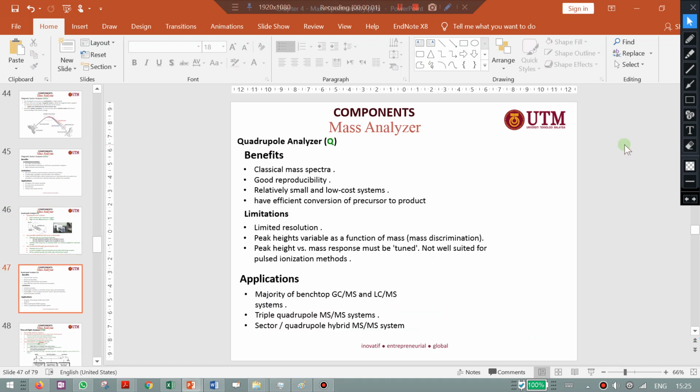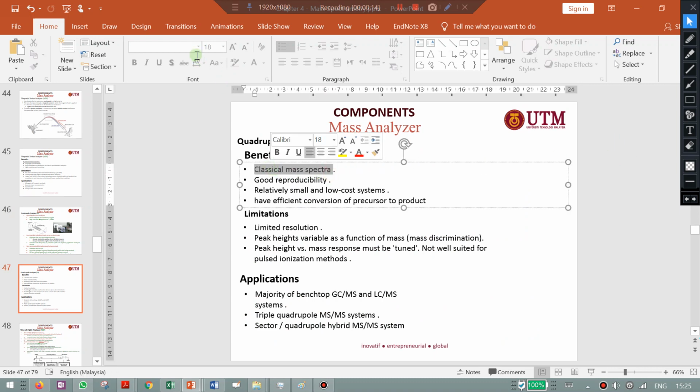Okay, quadrupole analyzer. Here are the benefits, limitations and applications of the quadrupole. Classical mass spectra, good gain. Good reproducibility. Relatively small and low cost system compared to the other analyzers. Have efficient conversion of precursor to product. Okay, yeah, the best thing, you have efficient conversion of precursor to product.